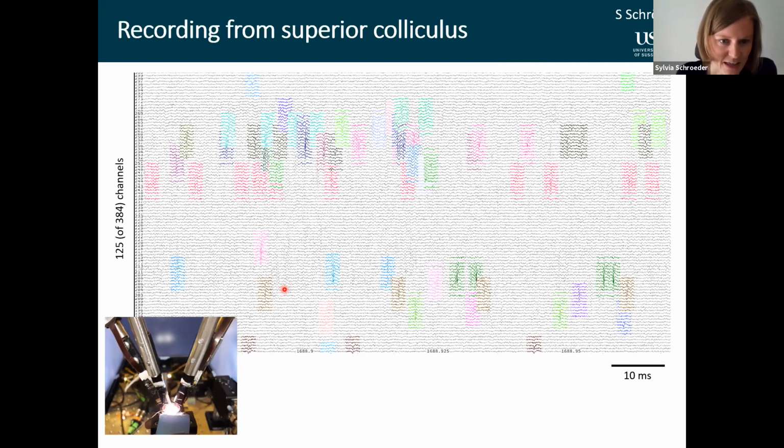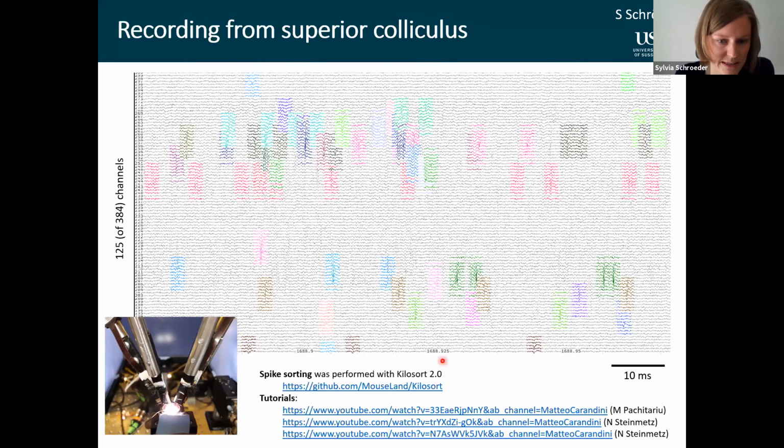And you see that some of the spikes are colored here, and this is to show you that this data was spike sorted, and the algorithm used was Kilosort, in this case Kilosort 2.0. And I showed you this so you can see that even very much overlapping spikes can be picked up by Kilosort. And this is of course helped by the fact that a single neuron is recorded by many channels simultaneously.